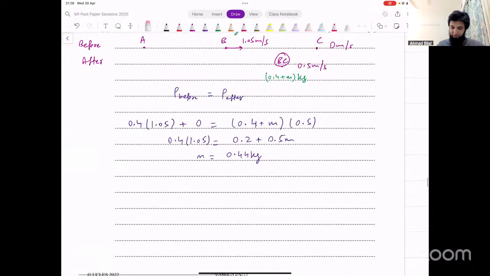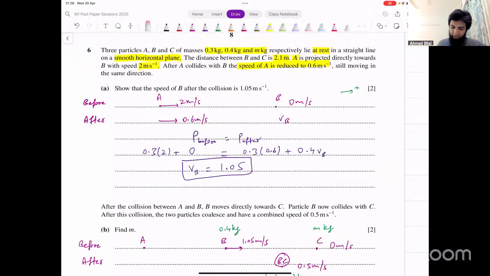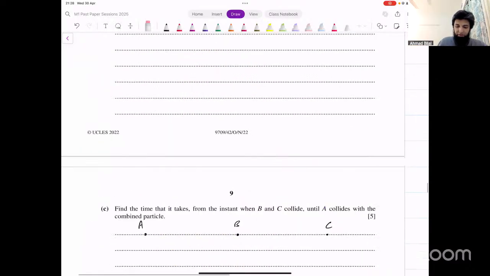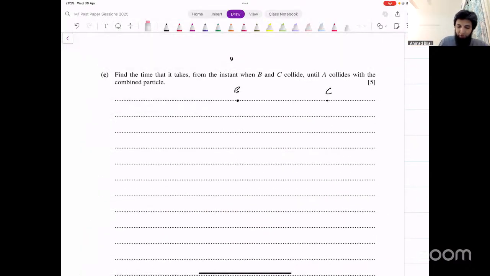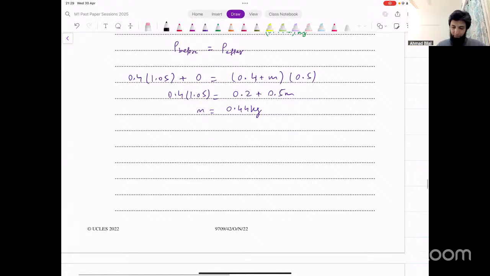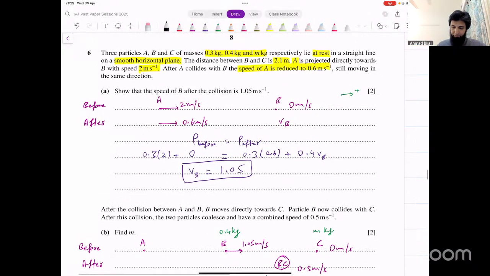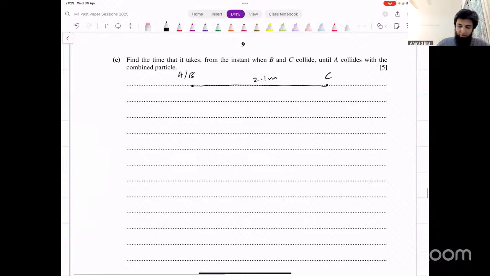Do we have any distances given? Distance between B and C is 2.1 meter. Okay, so that's the distance that we're given, 2.1 meters. So after A and B collide, so when A and B are here, both of them, from this point onward, let's consider what's happening. This distance is 2.1 meter.